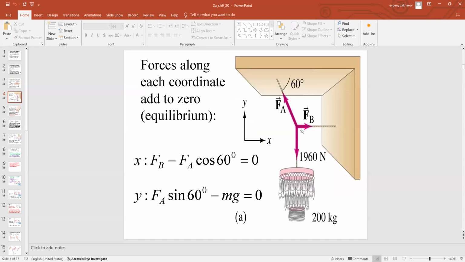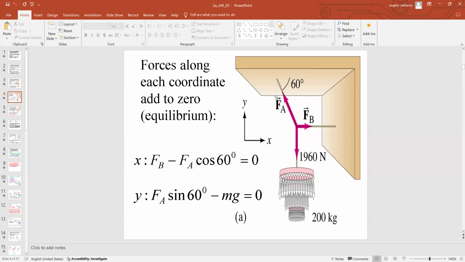On to the y-axis, see how f sub b is perpendicular to the y-axis, so nothing for f sub b. F sub a has a positive component, and if this is 60, this is 60. So this side is opposite to 60, so the function is a sine, and it's positive because f sub a has a positive direction for its y component. Take away the gravity, take away the weight of the load that is given, and everything is in balance, so equals 0. So balance of forces right there speaks for itself.